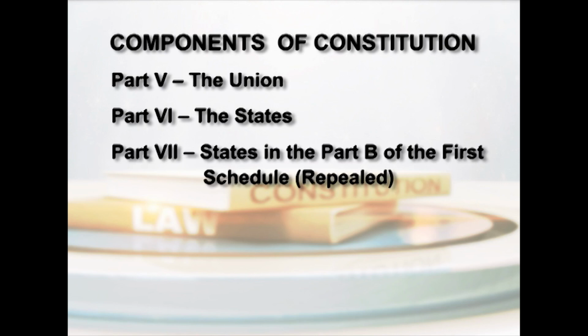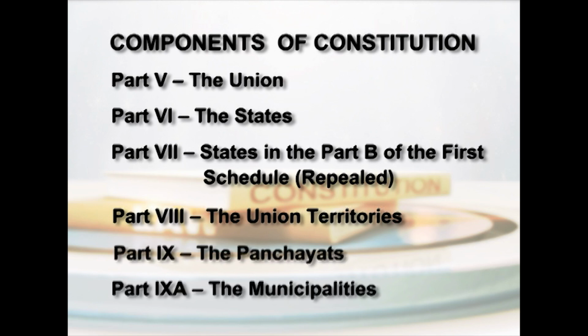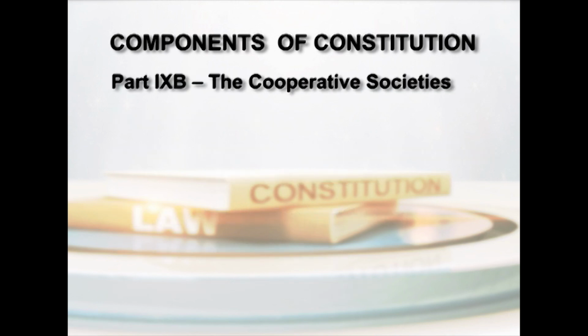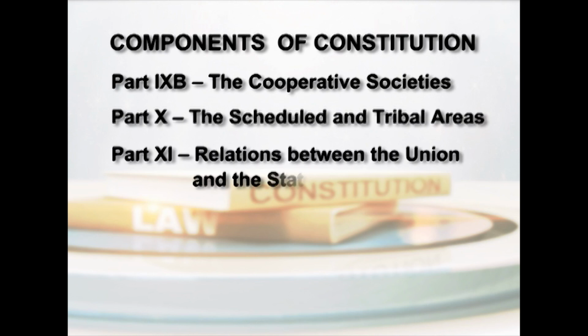Part 7, states in the Part B, which is now repealed. Part 8, the union territories. Part 9, the panchayats. Part 9A, the municipalities. This Part 9 and Part 9A indicate towards having a very sound, profound, solid democratic decentralization. Part 9B, cooperative societies. Part 10, the scheduled and tribal areas. Part 11, relation between union and the states. It's an identification of our federal features.